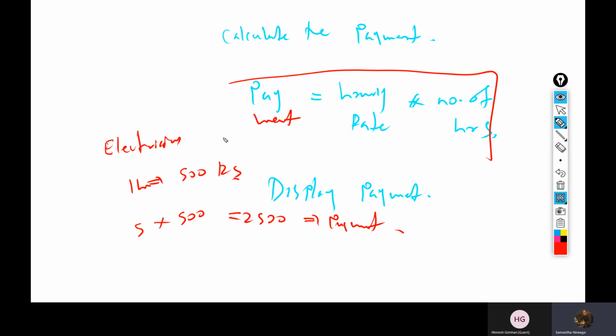Am I talking about selection here? I said just to calculate the payment. I have given the formula. Formula would be payment equal hourly rate into number of hours. Very simple. So I don't think you want to apply a decision here. There is no decision as such.